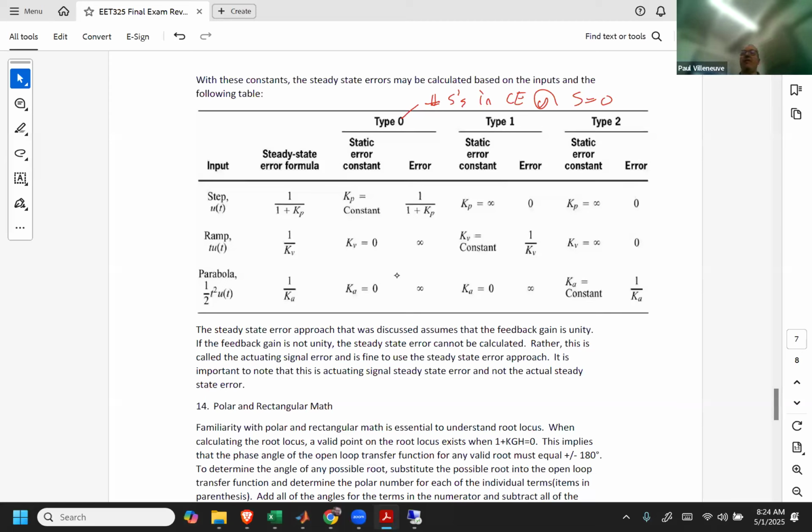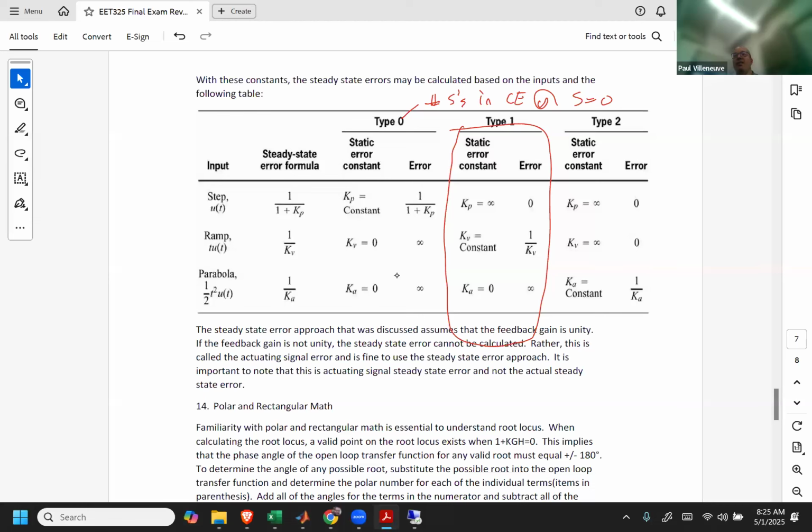So if you factor out an S at the beginning, that's a type 1 system. If you factor out 2 S's, that's a type 2 system. That tells you the number of roots at S equals 0, or it also tells you the number of integrators in a system. And then you just plug it in over here. So once you figure out it's a type 1 system, all I need to do is use this column to tell me what my constant is going to be.